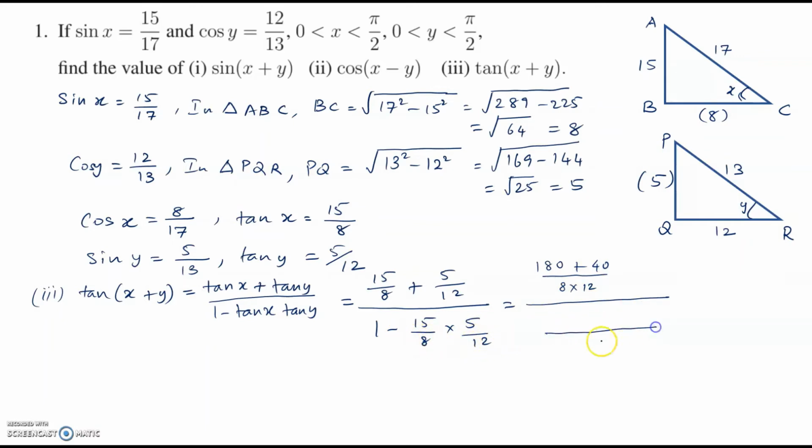In the denominator, you get 8 into 12 minus 15 times 5, which is 75. So the denominators of the numerator and the denominator will disappear. So you're left with 220 divided by 8 times 12, which is 96, minus 75. So the answer is 220 divided by 21.